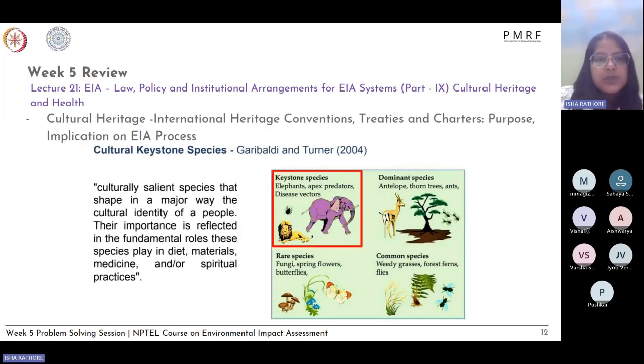So we also looked at the definition of cultural keystone species, which was given by Garibaldi and Turner in 2004. So culturally keystone species are the culturally salient species that shape in a major way the cultural identity of a people, and their importance is reflected in the fundamental roles these species play in diet, material, medicine, and/or spiritual practices. So this cultural keystone species definition comes out of this module.